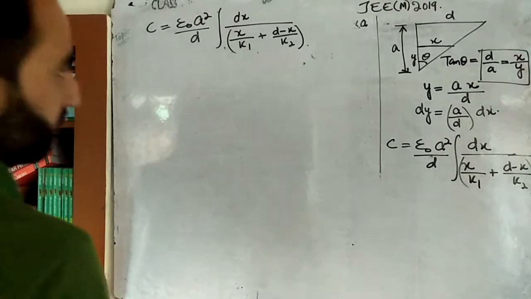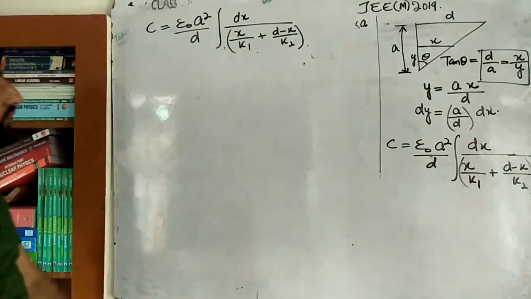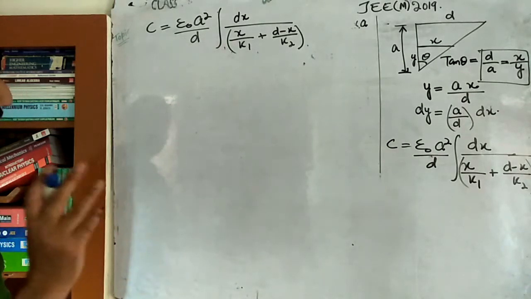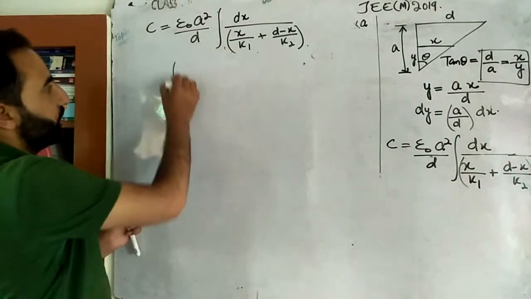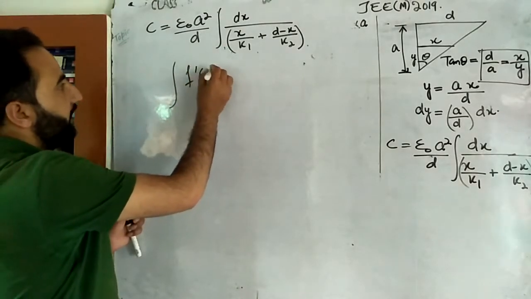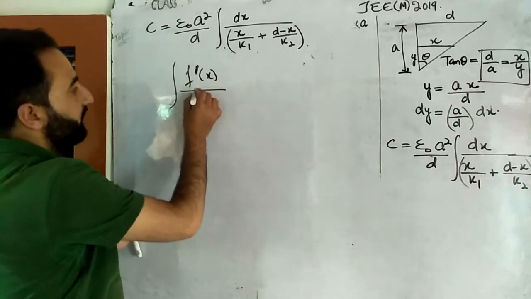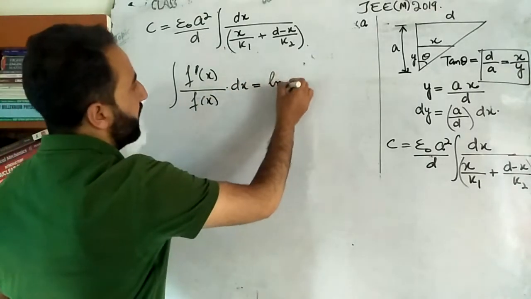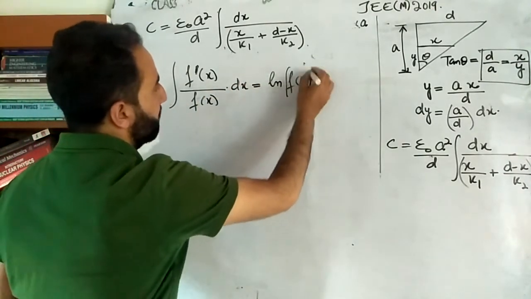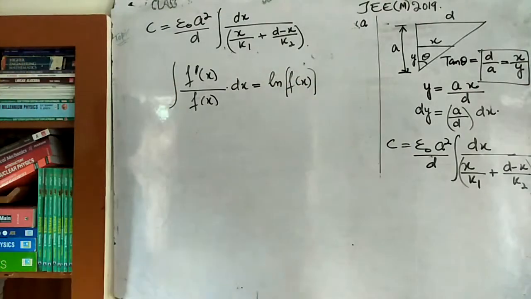Okay, concentrate now. So here we are. Now we have to solve this integral. And we know a generalized formula for an integration: the integration of f dash x, where f dash x implies the differentiation of f of x, divided by f of x with respect to x, is equal to ln of f of x.